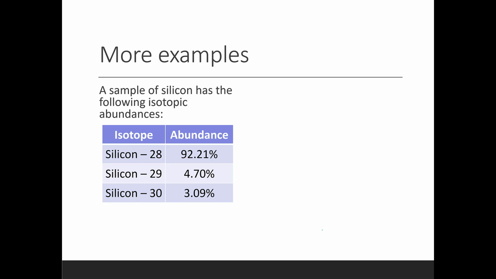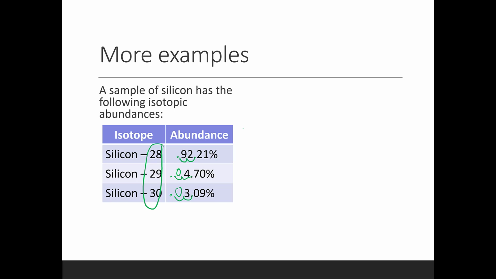A sample of silicon has the following isotopic abundances. Now, in this problem, I didn't give you the exact isotopic masses, so you should use these mass numbers for those isotopic masses. So again, we're going to take the mass numbers and multiply by the percent abundances, but we need to turn these abundances into decimals. So 1, 2, 1, 2, and 1, 2. All right, so let's multiply all this out.